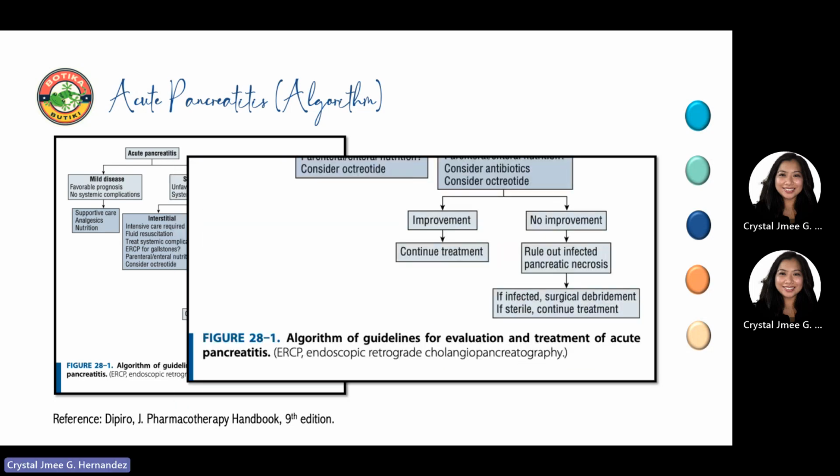So further, for necrotizing, if there's improvement, we just need to continue the treatment. If there's no improvement, we have to rule out infected pancreatic necrosis. If infected, surgical debridement is needed. And if sterile, we just need to continue the treatment.